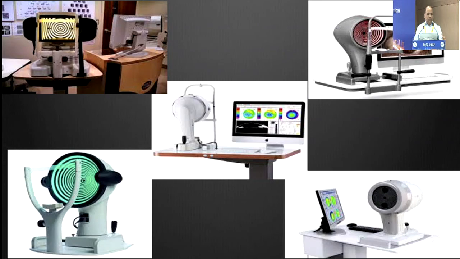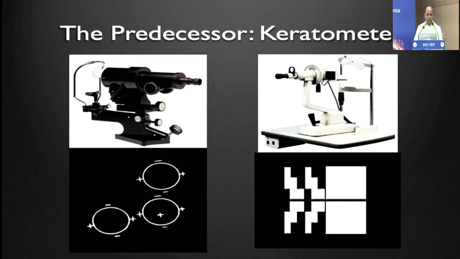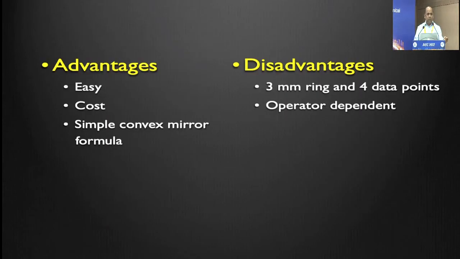In the last 3-4 decades, we have seen various machines come into practice, from OpScan to Pentacam to Galilei, Cirrus, and all have some advantages or some limitations. Although the true predecessor of topography is the keratometer that we have all practiced with in our medical colleges, the Bausch and Lomb keratometers and Javal-Schiotz keratometers. But again, this is a primitive machine with some limitations: it gives values in a 3 millimeter ring and just 4 data points, and it is totally operator dependent. So the chance of getting something wrong is high.